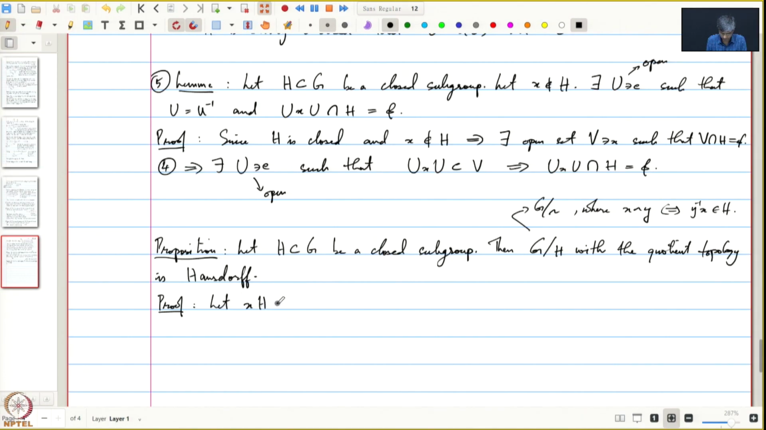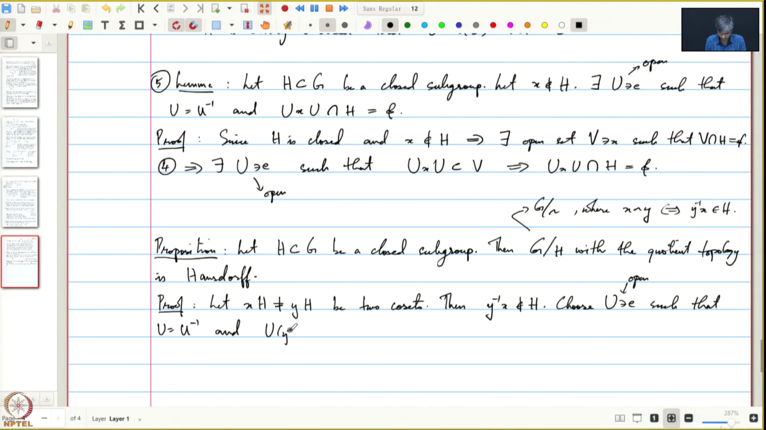Let's take two distinct points in G mod H, say two cosets xH and yH. Then y inverse x does not belong to H. So choose an open neighborhood U of the identity such that U is equal to U inverse and U y inverse x U intersected with H is empty. So we can do this using the previous lemma, right?